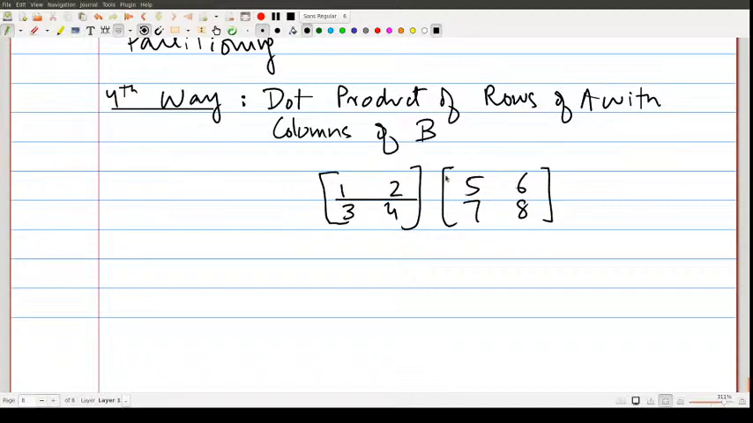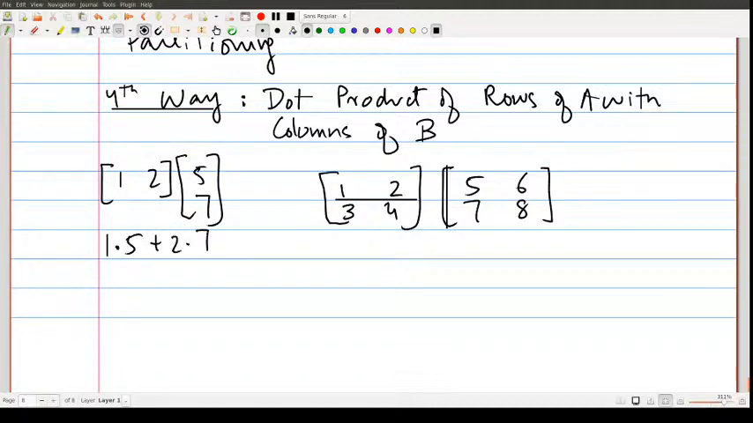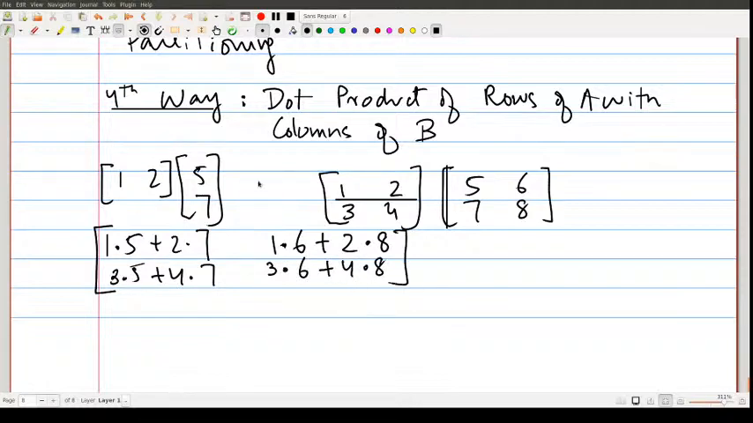So the first row with the first column, which is 1, 2 times 5, 7, and the dot product is 1 times 5 plus 2 times 7. That gives me the first entry. Then the second entry is given by the dot product of this row with this column. So 1 times 6 plus 2 times 8, 3 times 5 plus 4 times 7, and 3 times 6 plus 4 times 8. And so that's another way of doing matrix multiplication.